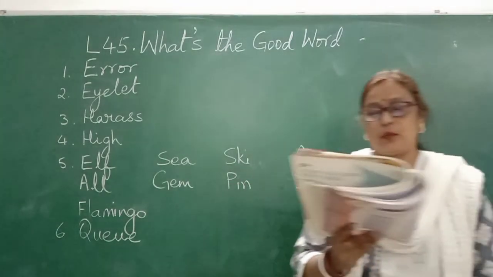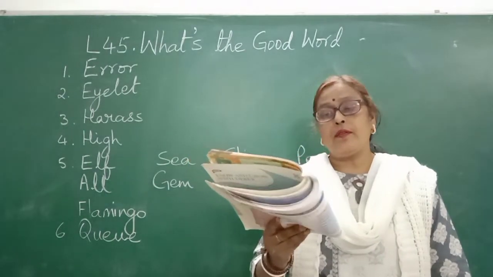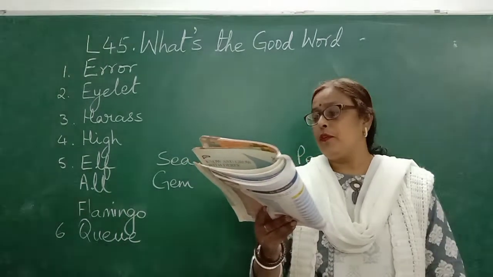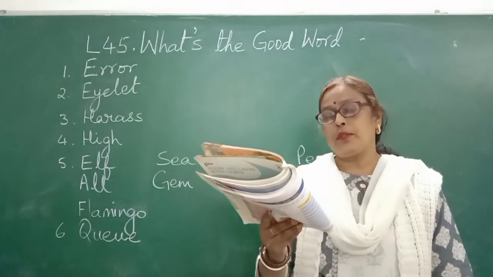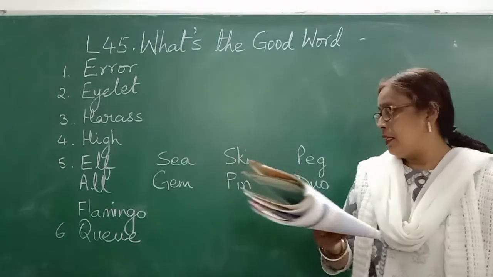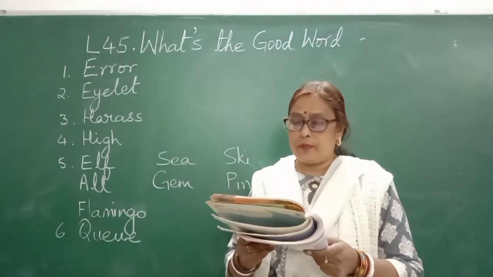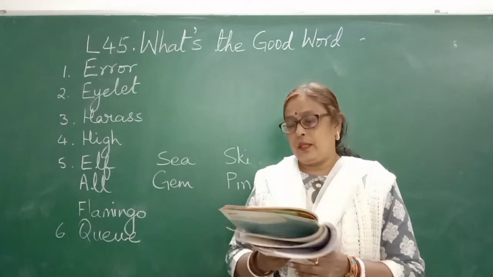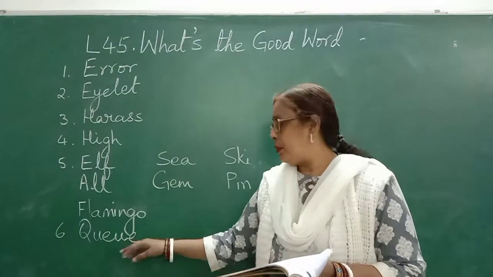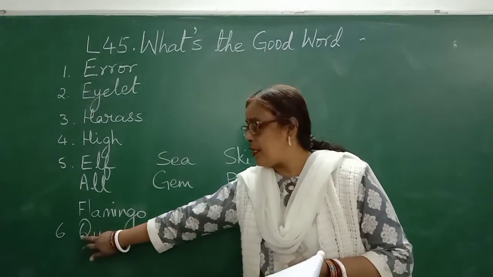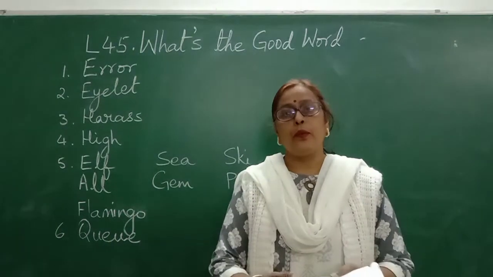Now the sixth one. This is a five-letter word of which if you remove four of the letters, it is still pronounced the same. Do you know the word? Now this word is Q. If you remove this, then you will read it Q. Q means a line, a row.